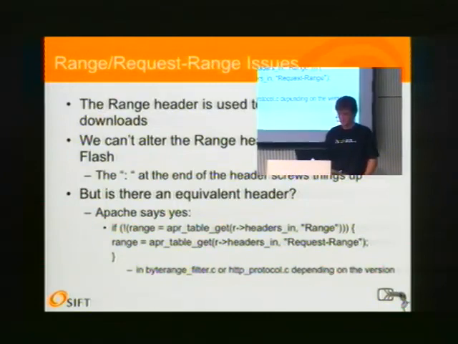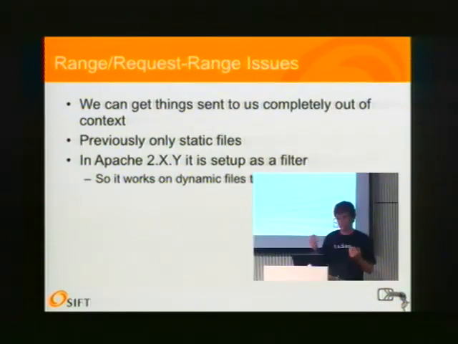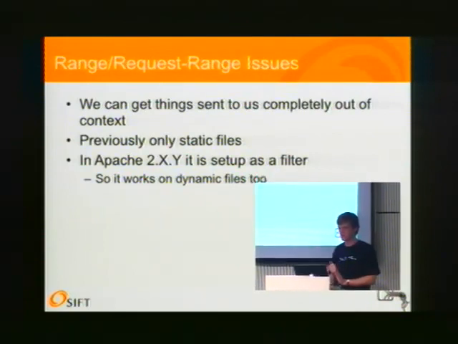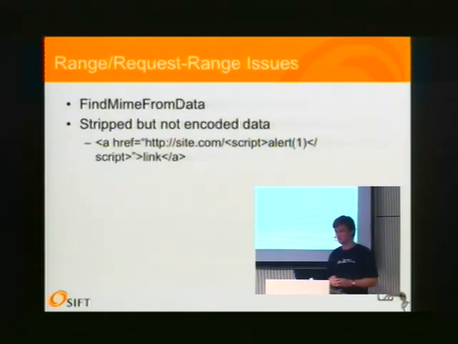So, what does this mean for us? This means we can get things sent to us completely out of context. Previously this only worked on static files in the 1.3 branch, but in the 2.0 and 2.3 branches this is set up as a filter, so it works on dynamically constructed files as well. So, in our FindMimeFromData example, we have IE checking the first 256 bytes, and software like vBulletin checking the first 256 bytes. If we send a Request-Range header for, say, the 257th byte and onwards, IE still checks the first 256 bytes it gets, but those bytes have not been checked by the application software, and so it doesn't have the image signatures, etc. And so IE again decides, hey, this is HTML, I'm going to render it.